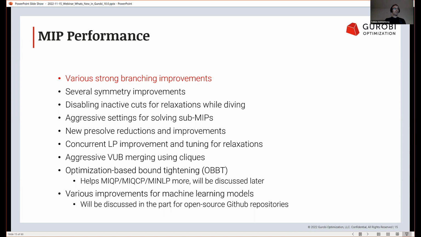That was a nice exercise in data structures and implementation, and it also gave a nice performance boost. Solving submaps is now done more aggressively. As always, pre-solve is a way to improve performance, and adding new reductions almost always helps. The concurrent LP improvements also give us a little bit for MIP. And using emerging cliques by aggressive variable upper bound usage is a new technique. And OBBT, optimization-based bound tightening, also helps for MIP, but this was mostly implemented for MIQCP, and in particular non-convex MIQCPs, because there it really helps. For MIP it also helps a little bit. But we will discuss that later when we talk about the non-convex MIQCP performance improvements.